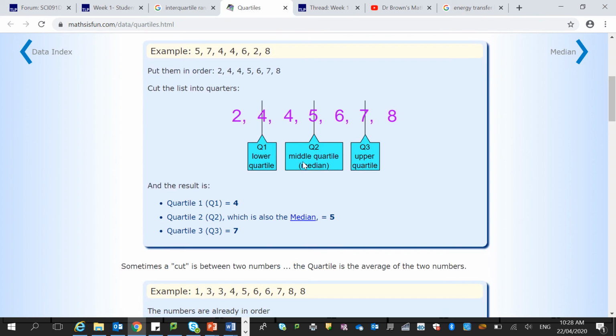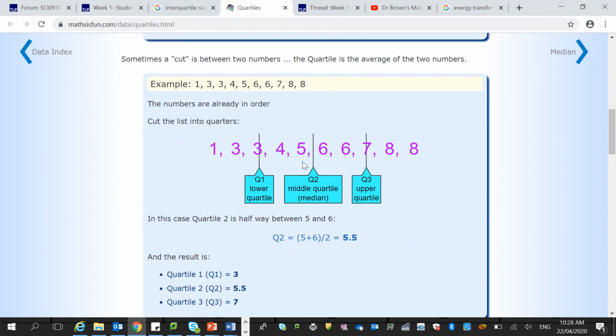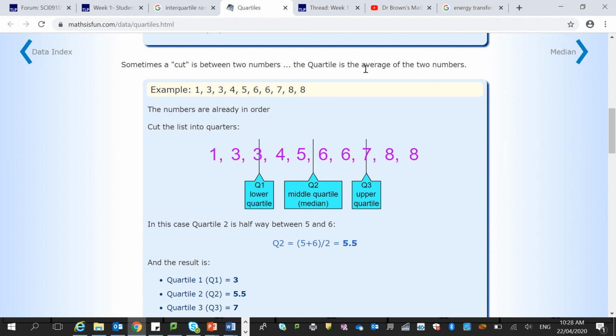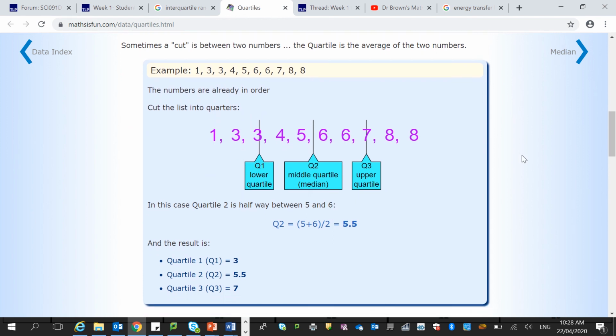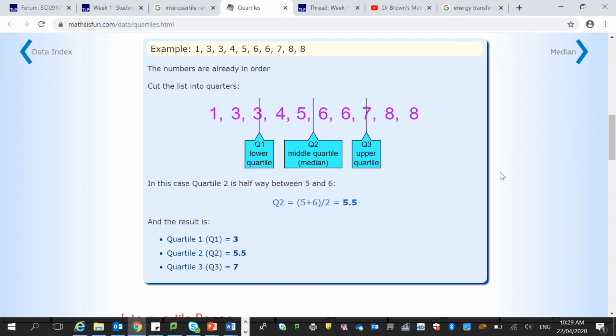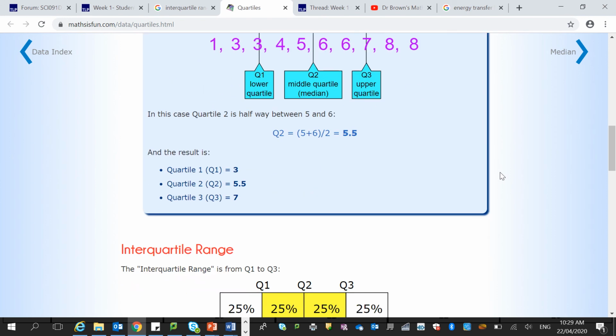That's the important thing. So if the cut is between two numbers, the quartile is the average of the two numbers, exactly the same as in the median. Okay, so here the median is halfway between 5 and 6, so it's 5.5. Okay, so that's the same thing that we do for the median.